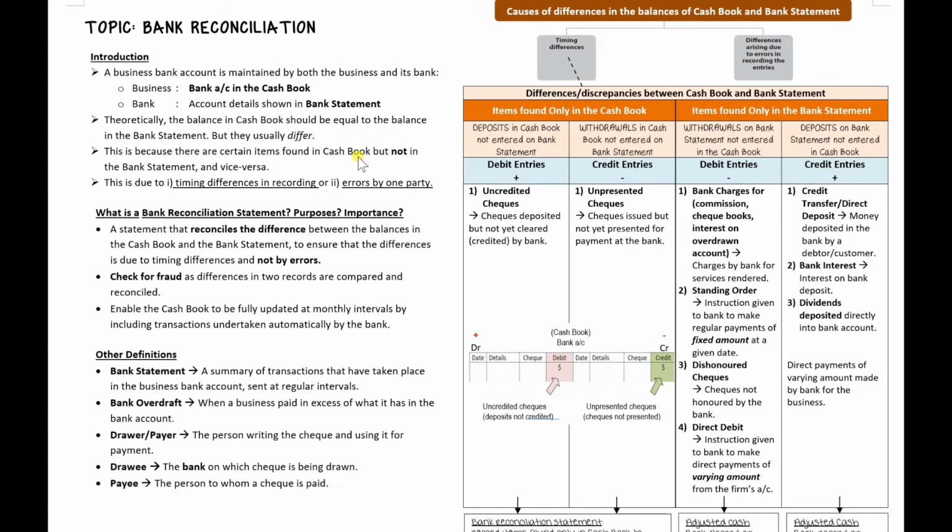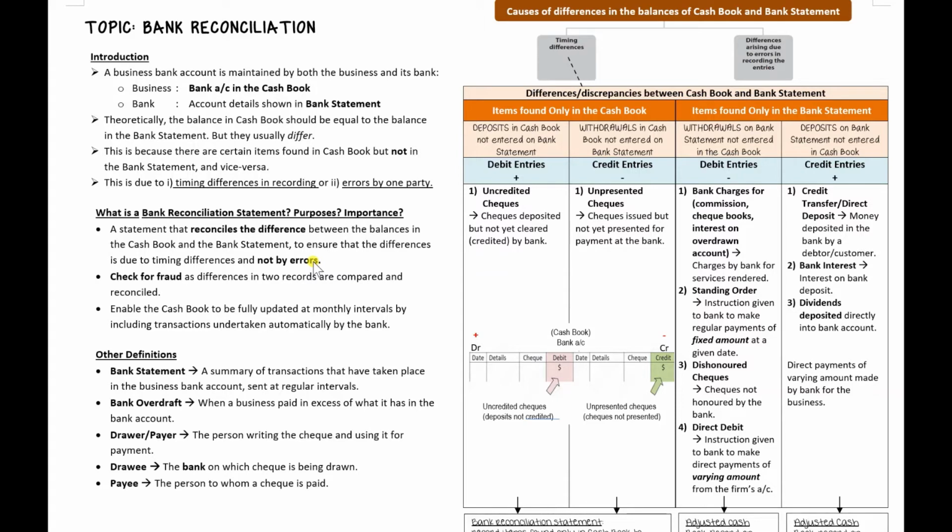Now, because of the timing difference, we will need a bank reconciliation statement. That's where the bank reconciliation statement comes in. That's the purpose of this topic. So what's the bank reconciliation statement? A bank reconciliation statement is a statement that reconciles the difference between the balance in the cash book and the bank statement to ensure that the difference is due to timing difference and not by errors.